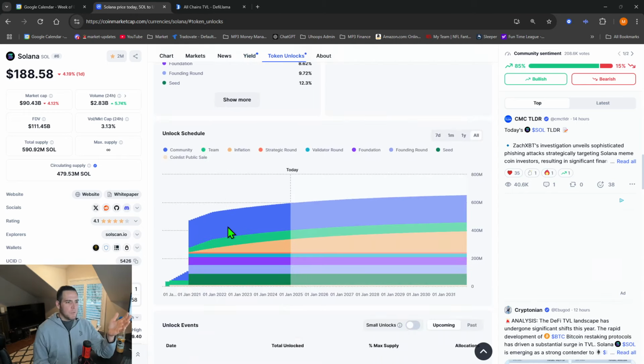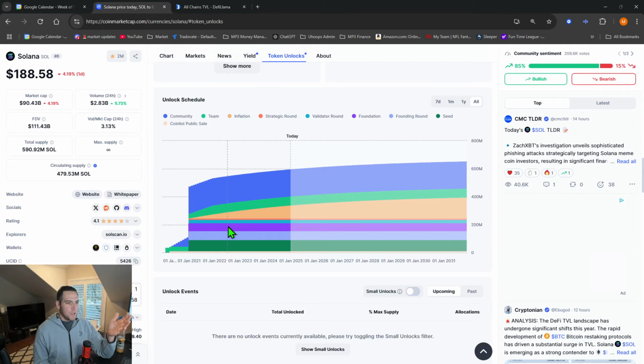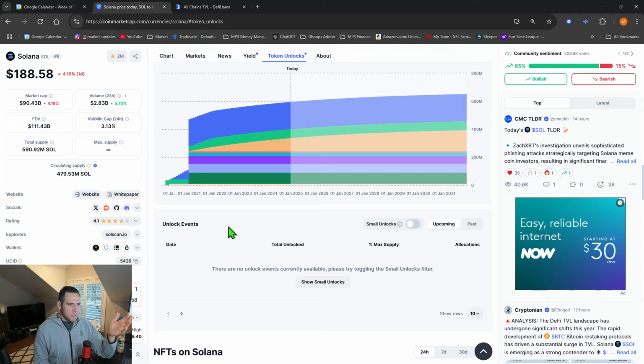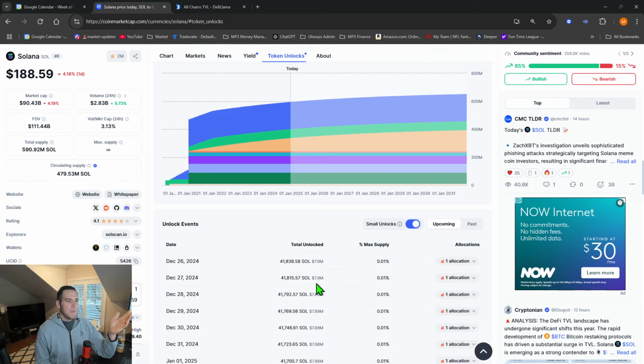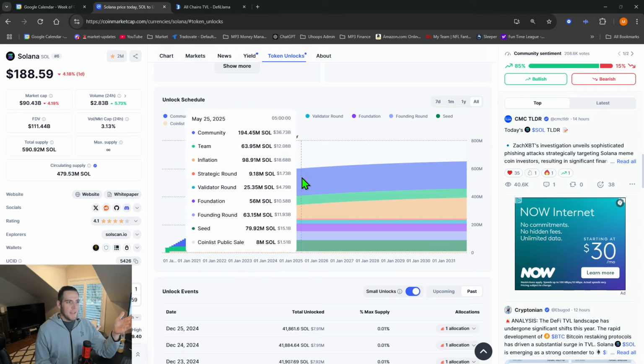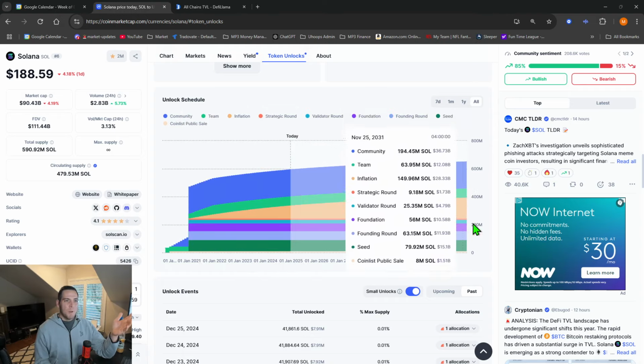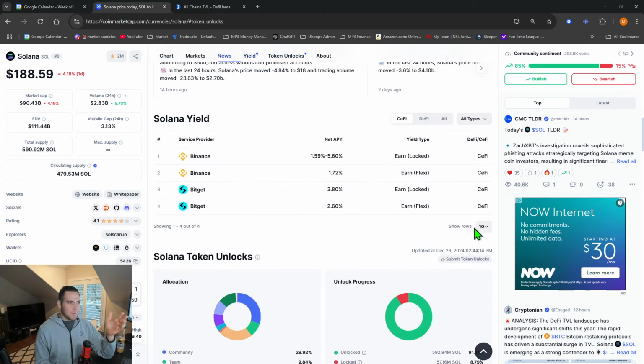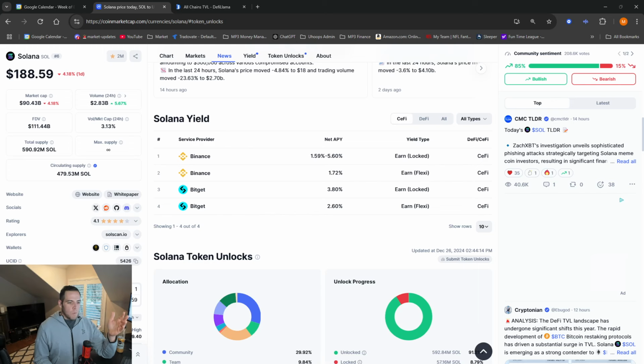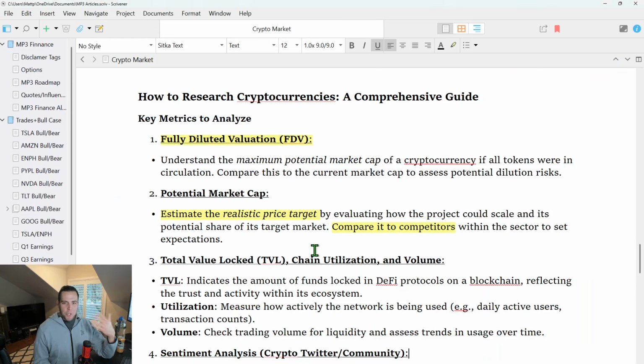Now, when it comes to when the next unlock is, it should show you here. Upcoming, there are no unlocks scheduled currently. So that's good. If there was, we would be able to see what that looks like. So the fact that Solana doesn't have any big unlocks coming, that's good. And it's mostly unlocked. That's good. That's what you want to see. So that is the fully diluted market cap. Should make sense. And then the potential market cap.